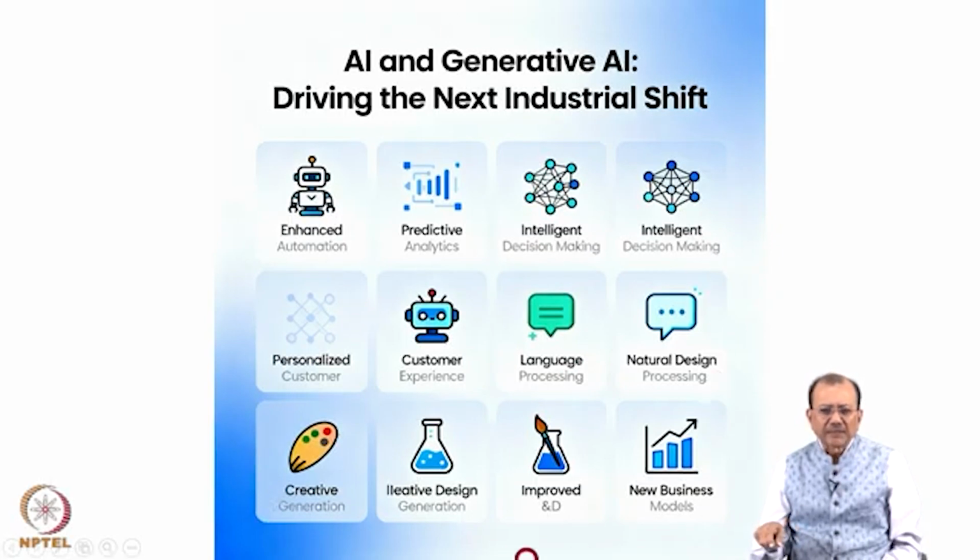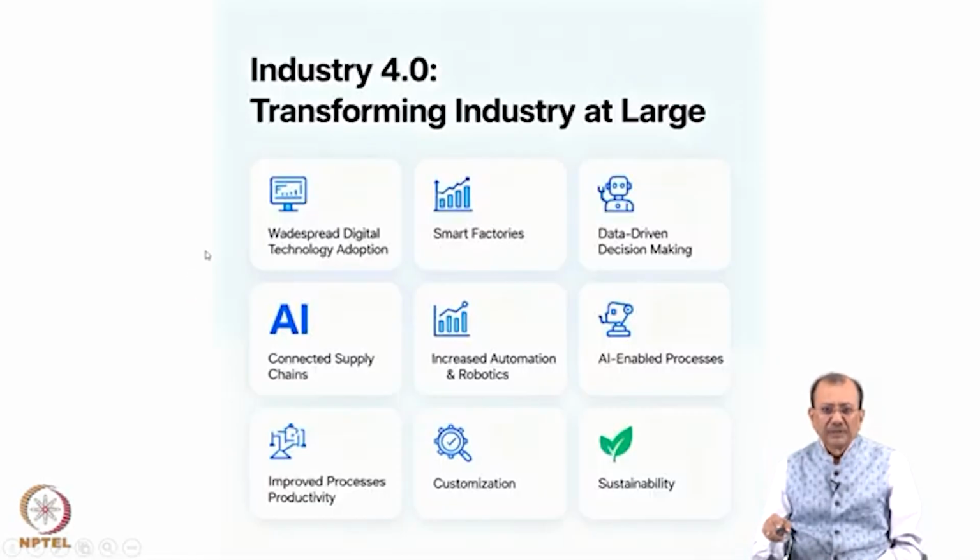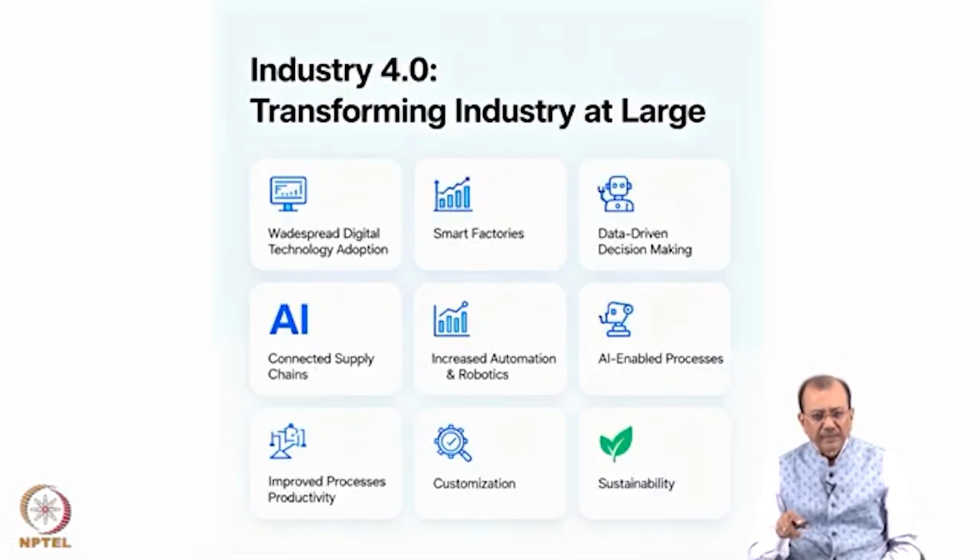AI is also helping this industry in a very big way. Today, if we say Industry 4.0 revolution, it will be a misnomer unless we say it is an AI-driven Industry 4.0 revolution. Industry 4.0 revolution is transforming industry in many ways. Though only a few things have been shown in this picture: digital adoption, smart factories, data-driven decision making. What is data-driven decision making? You now use the data to take the decision. Data provides very good tips and very good facts, with the help of which you can take the right decision.